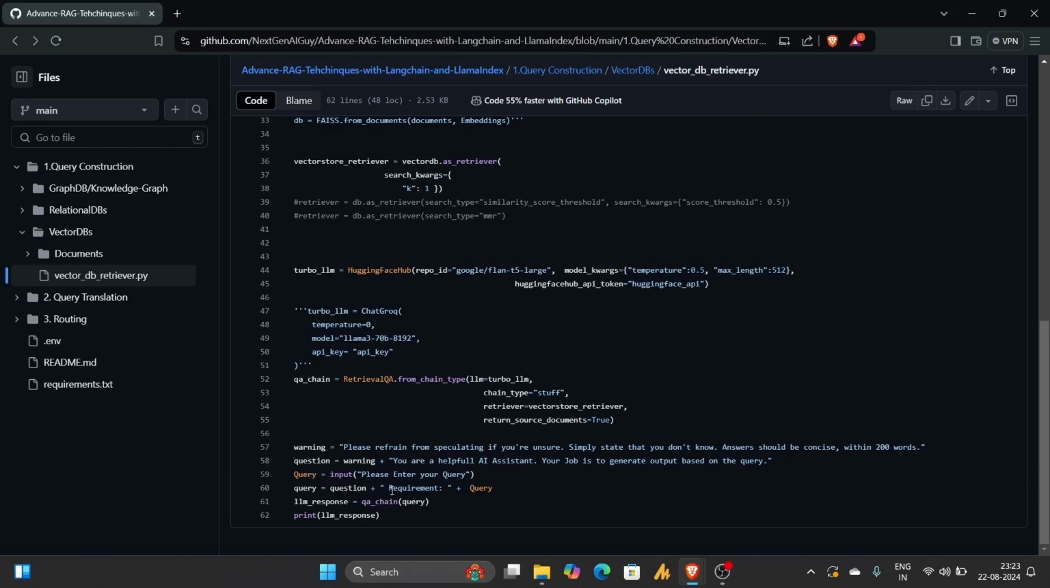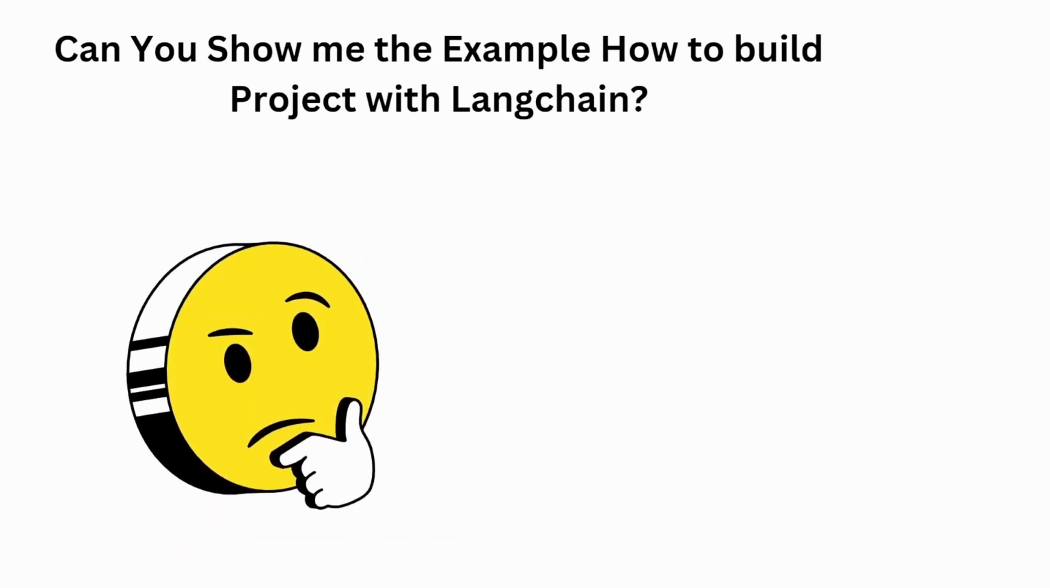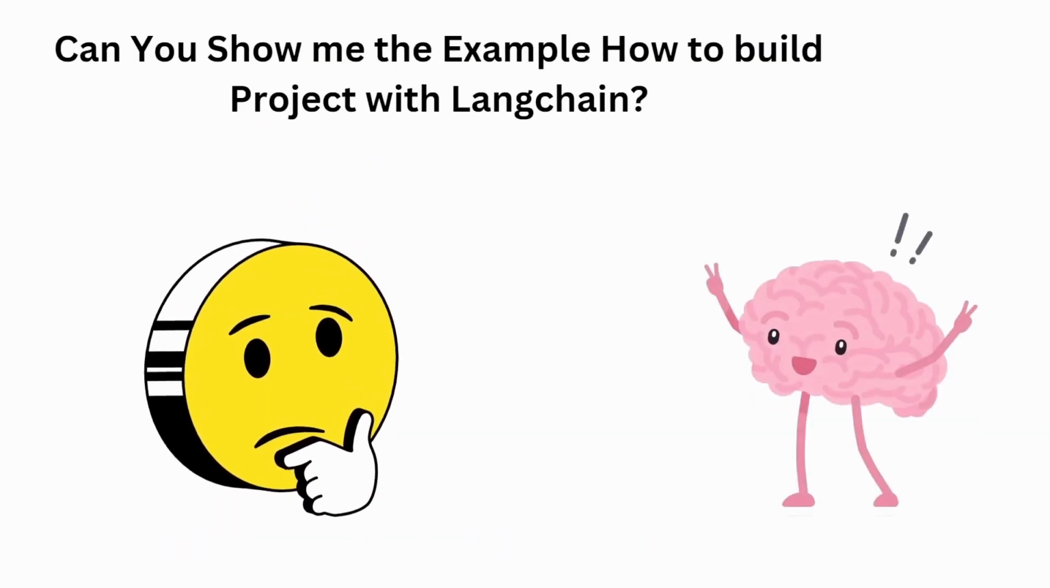That query we will pass into the QA chain. So that QA chain which is over here is going to first retrieve the data from the vector store retriever, then it is going to pass it to the large language model, and then the large language model, based on the query and the retrieved data, is going to generate the final output which will be printed over here. So that's how we build a project with the help of LangChain. I have shown you how to build the project with the help of LangChain.